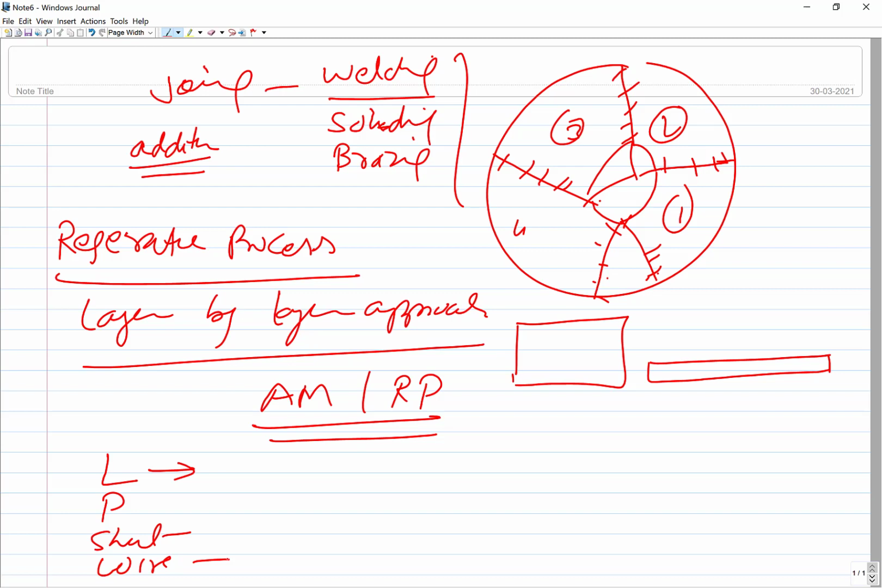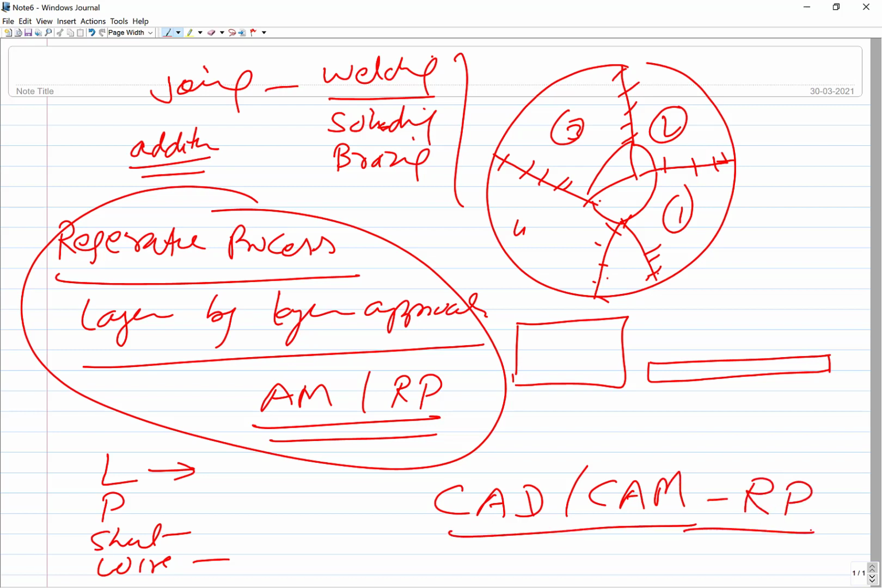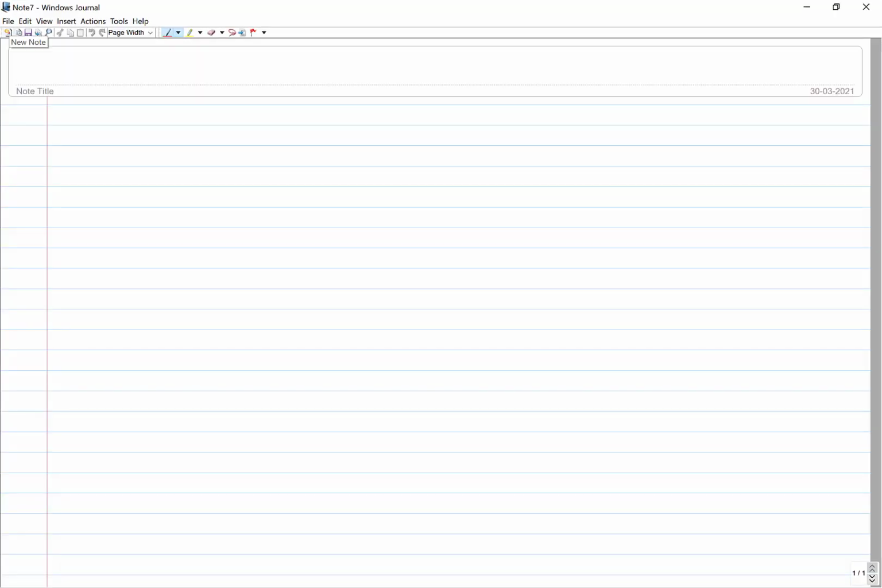So basically these regenerative processes are based on the layer by layer approach. Primarily these use CAD, computer aided design, and computer aided manufacturing coupled with rapid prototyping to determine where and how much material is to be applied, so you get the desired size and shape of the product. Okay, so we are talking about the conventional ones only.